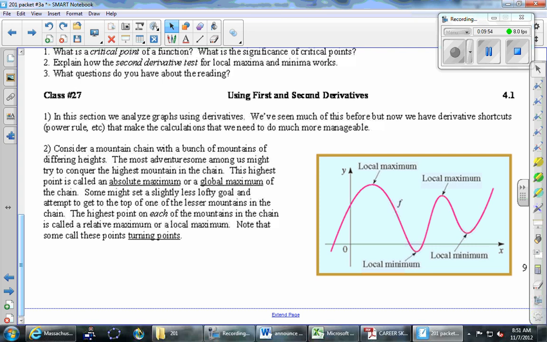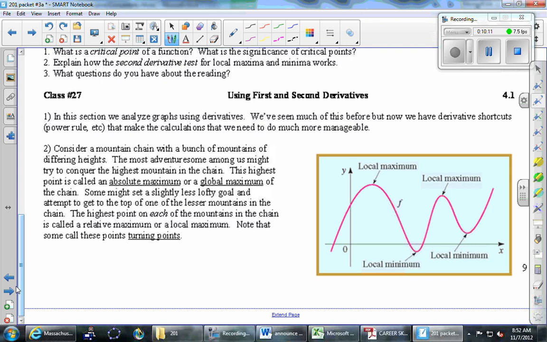In this section, we analyze graphs using derivatives. We've seen much of this before, but now we have derivative shortcuts, power rule, etc. to make calculations. All right, thank you. First, some vocabulary. Here's a picture.